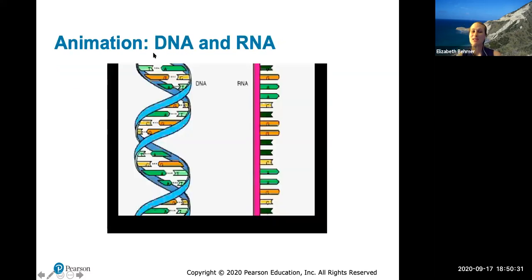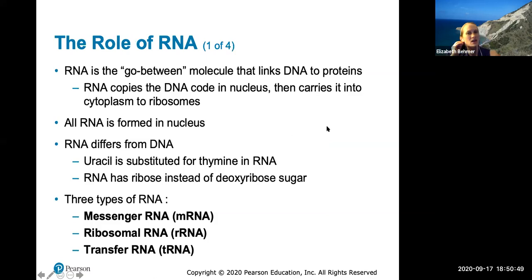This is an animation that describes the differences between DNA and RNA, and I'm going to tell you right now what they are, but you can watch this on your own as kind of a summary of that. You'll notice right off the bat, DNA is double-stranded and RNA is single-stranded. So what is RNA? RNA is the go-between molecule that links DNA to proteins. So in order to get from DNA, your genetic code, to eventually a protein, we need something in between. And this is where RNA comes in.